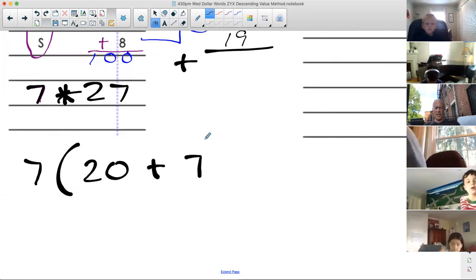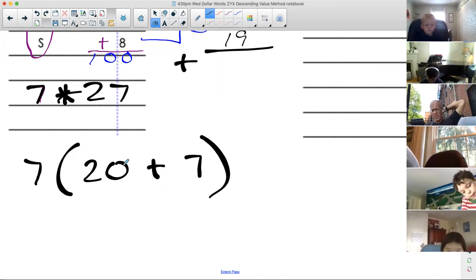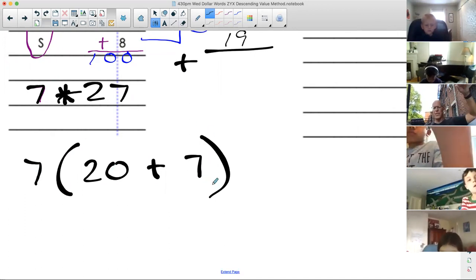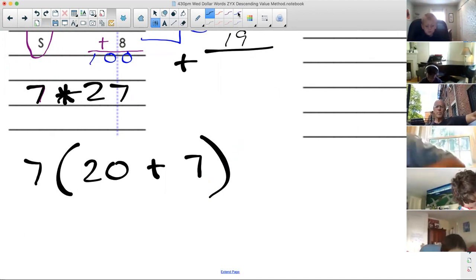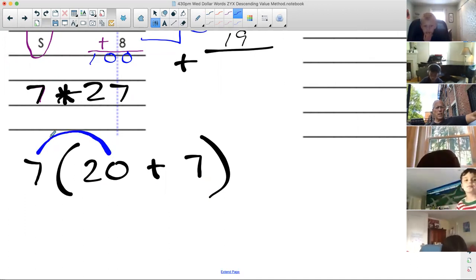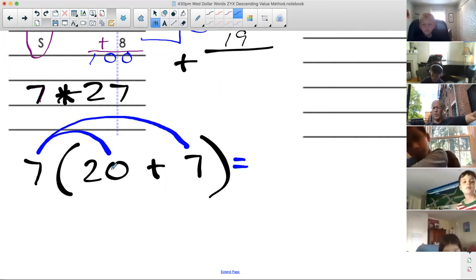Everybody write it out like this. This is called distributive property. 7 with a parenthesis, 20 plus 7, close parenthesis. And that means 7 times 27. And what I want you guys to do is first multiply 7 times 20. And then I want you to multiply 7 times 7, and then we can add them together.